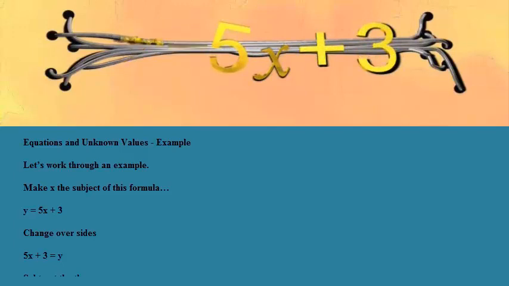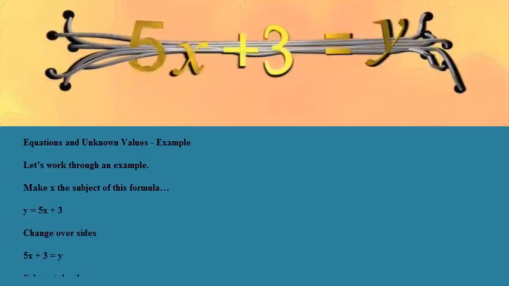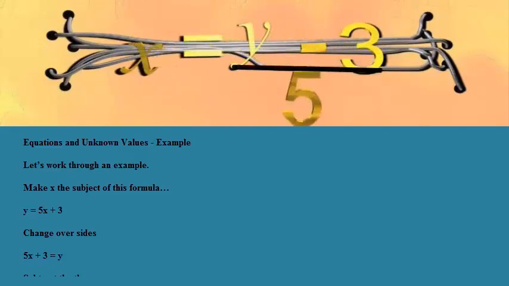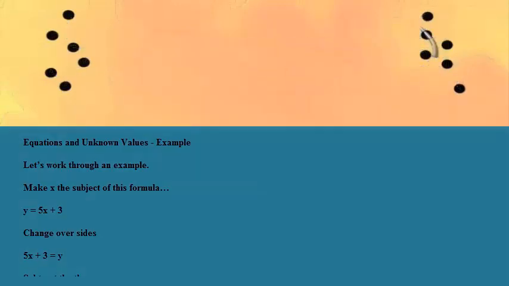Change over sides. 5x plus 3 equals y. Subtract the 3. 5x equals y minus 3. Divide by the 5. X equals y minus 3 divided by 5.